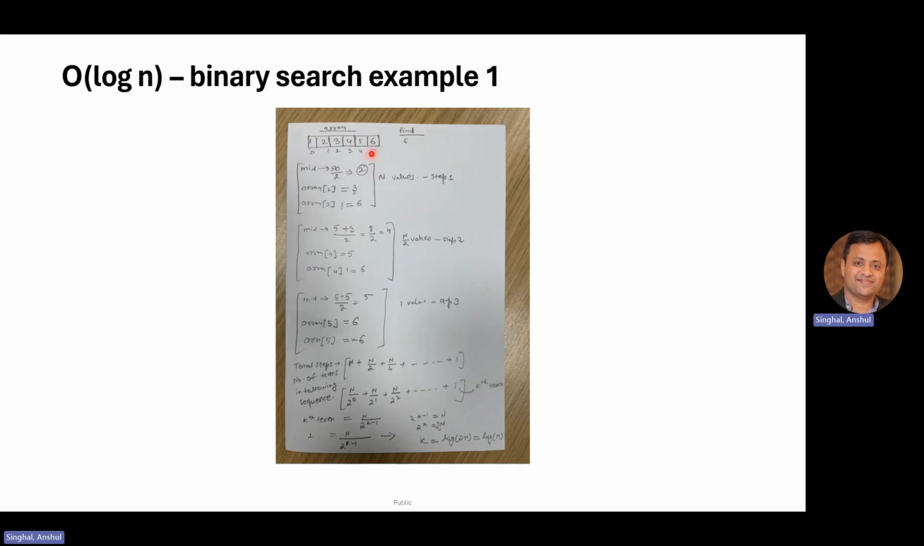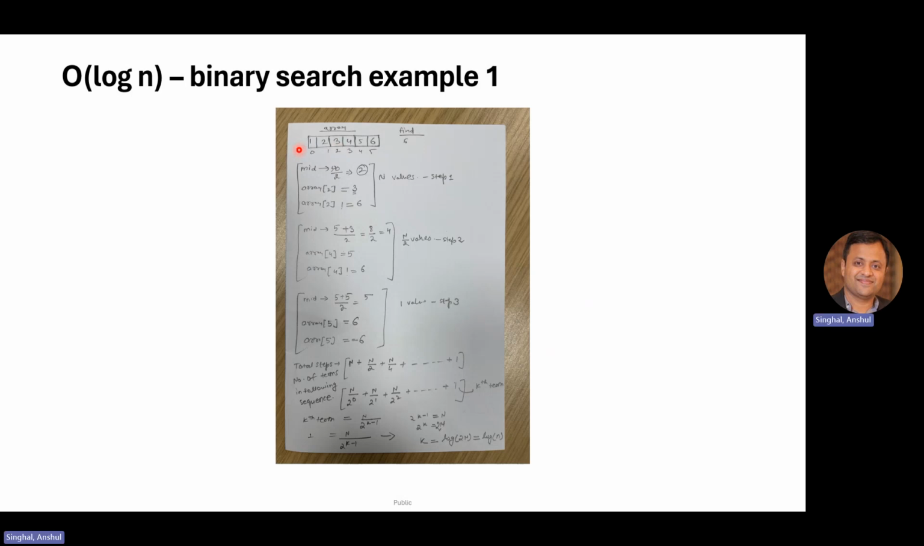So we again evaluate. My lower bound is 5, my upper bound is 5. So 5 plus 5 is 10, and 10 divided by 2 is 5. So at index 5, the number is matching the given number, right? So if you see here, my total number count was 6. So n was 6, right?